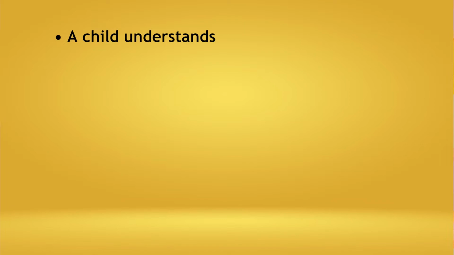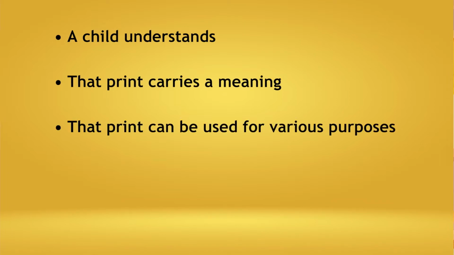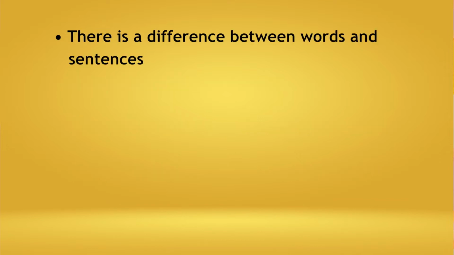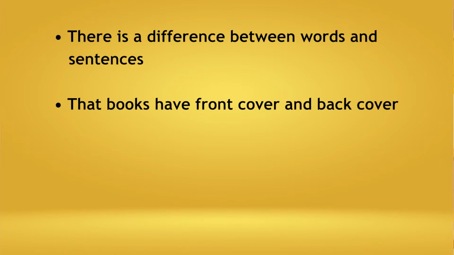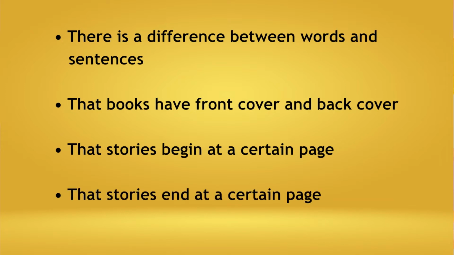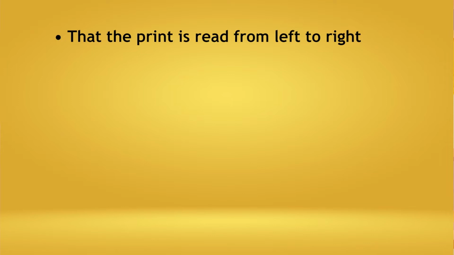When you use the books in such an appropriate manner, when you are showing the print in the books, it means a child understands that print carries a meaning, that print can be used for various purposes. There is a difference between letters and words. There is a difference between words and sentences. The books have front and back cover. The stories begin at a certain page. The stories end at a certain page. The print is read from left to right.